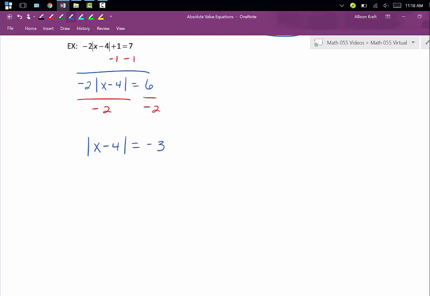Before we apply our property, we want to check and make sure that our absolute value is not equal to a negative number. In this example, it is equal to a negative number, and we know that can't happen. Therefore, our solution is that there isn't one. We have no solution.